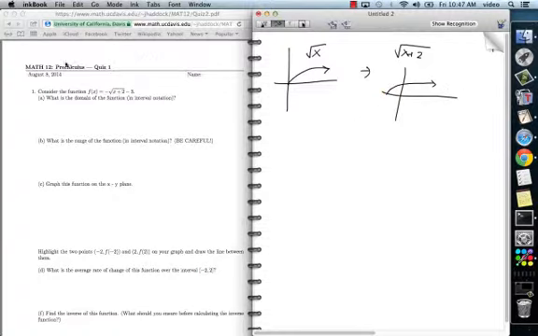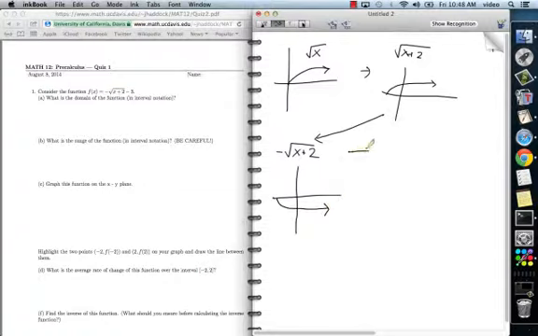Then we have this negative on that function. So this goes to negative the square root of x plus 2. Now when we graph that, that reflects this graph about the x-axis. So where y values used to be positive, now they're negative. So that shape looks like that.